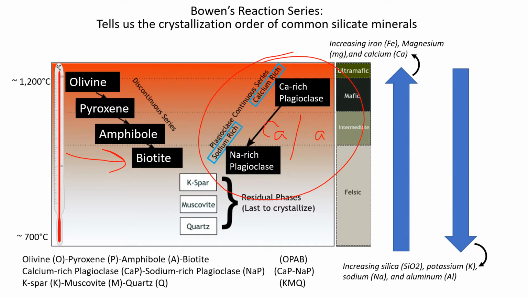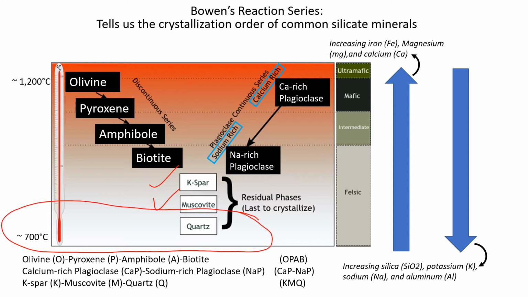And then Bowen noticed that the very last 3 minerals to crystallize out at an even lower temperature included K-spar, potassium feldspar, and muscovite. You might remember that muscovite is a non-ferromagnesian mica mineral. It's kind of like biotite, except that it's a non-ferromag silicate, meaning muscovite doesn't contain any iron or any magnesium. And then finally, Bowen noticed that the very last mineral to crystallize out of the melt at the lowest temperature of all is the mineral quartz.